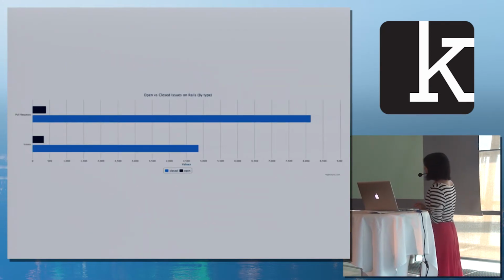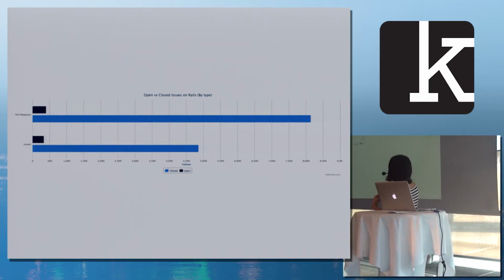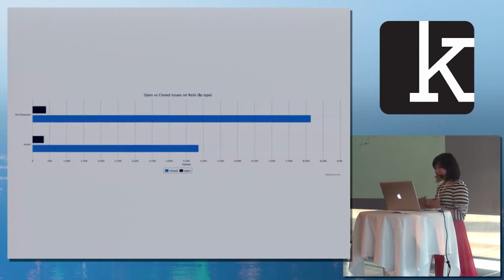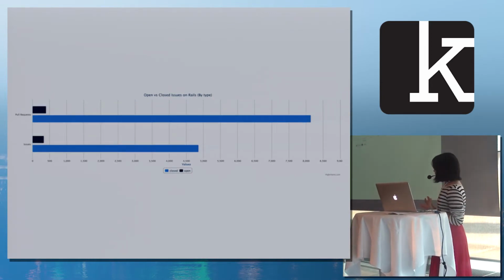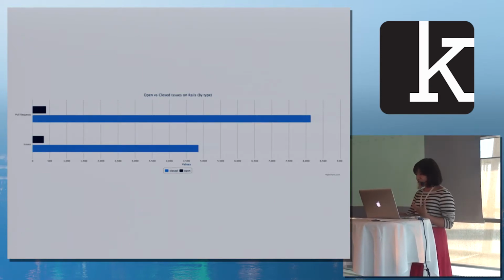And also when I dive into a data set, I like to use a library called Highcharts to give me really basic graphs. So this is just open versus closed issues on Rails, and I split it out into pull requests and issues. It's a very simple graph, but it helps, and I make a lot of these, and it helps me understand the data a little bit more.